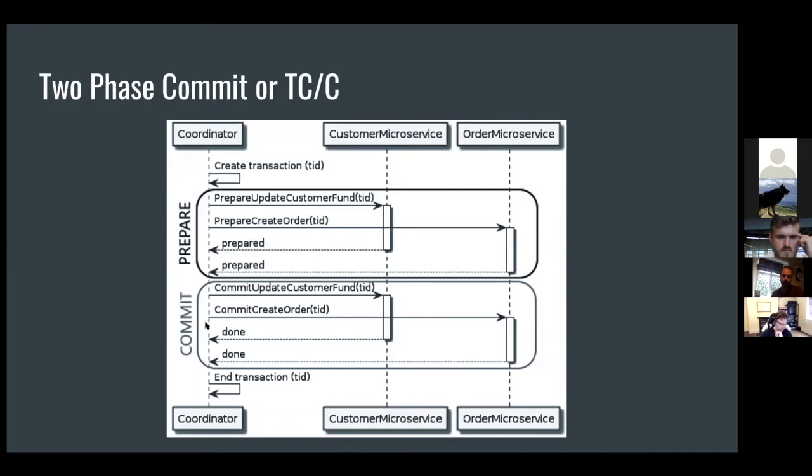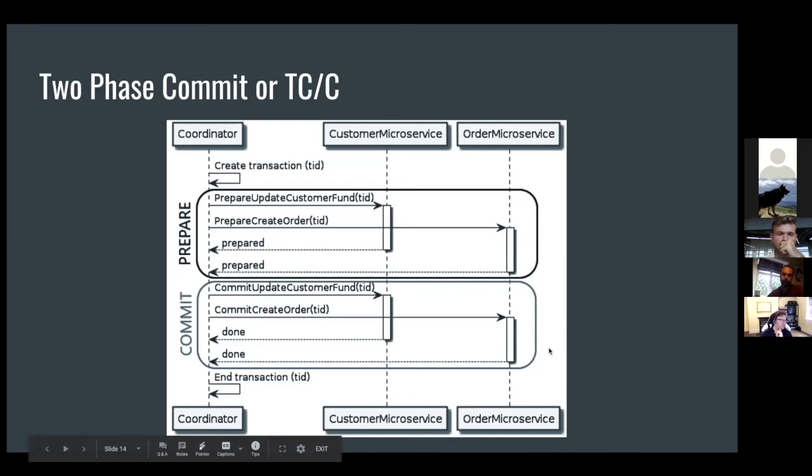Now, what this doesn't solve is if commit number 1 succeeds and commit number 2 fails for some reason. So it actually doesn't solve the problem. And there's also a third stage, called the cancel stage, or rollback stage. So in microservices terms, we call this TCC, which is try, confirm, cancel. So it doesn't really work very well as a pattern.